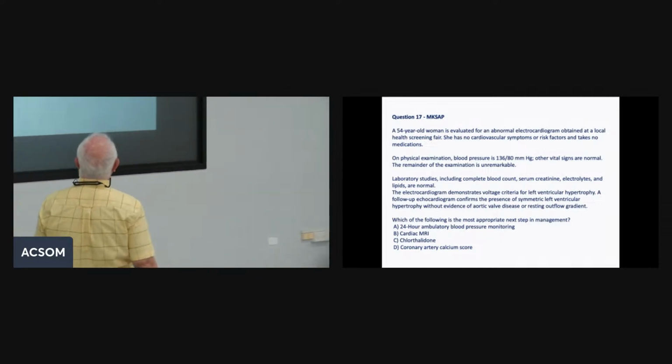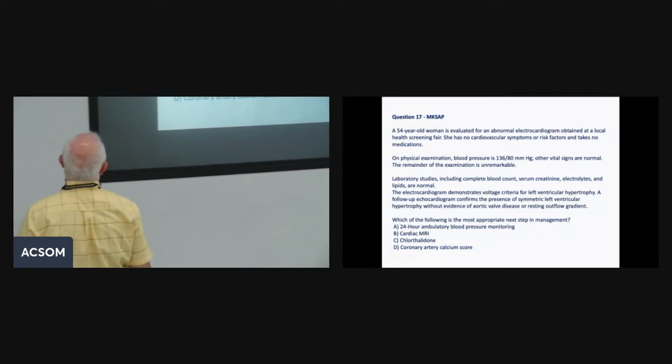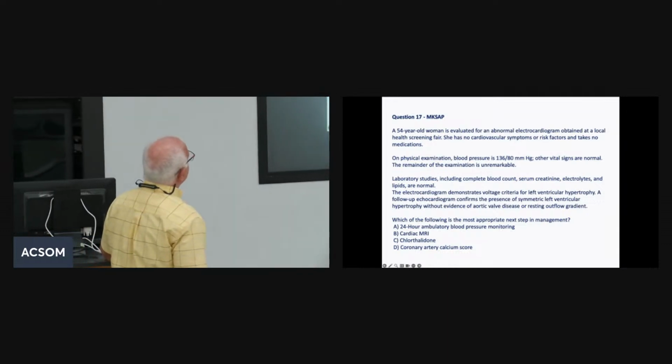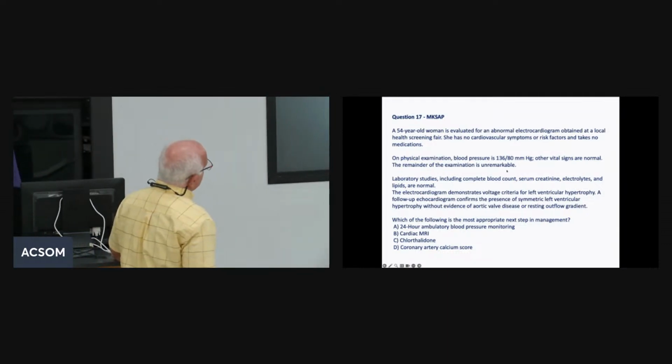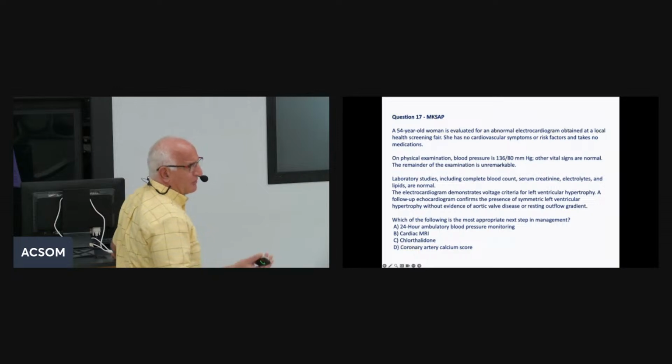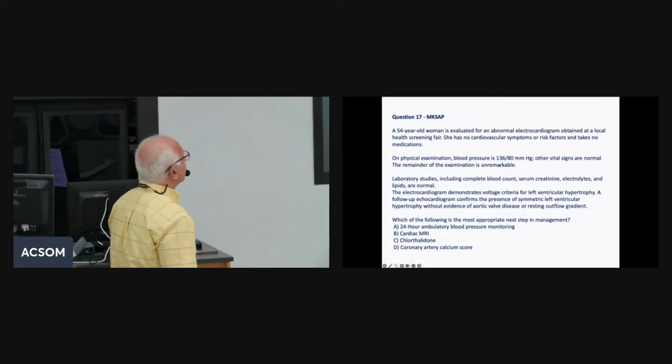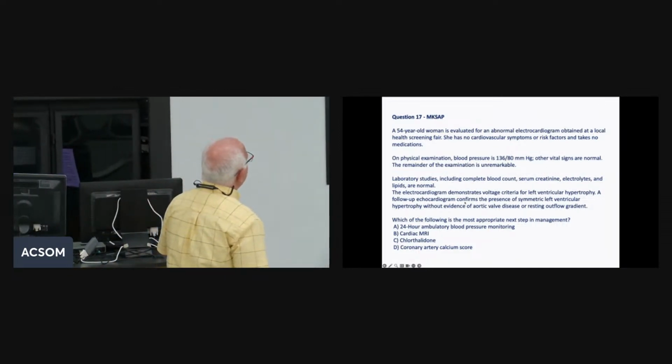A 54-year-old lady is evaluated for an abnormal EKG at a local health screening fair. She has no cardiovascular symptoms. On physical exam, blood pressure is 136/80. We'll see if it is normal or not, but I think common knowledge is that it's not bad. Vital signs are normal. Lab studies are good. The EKG shows, I think I told you one of the questions already, she has LVH with normal blood pressure. A follow-up echo confirms symmetric LVH without evidence of aortic valve disease. Which of the following is the most appropriate next step in the management?